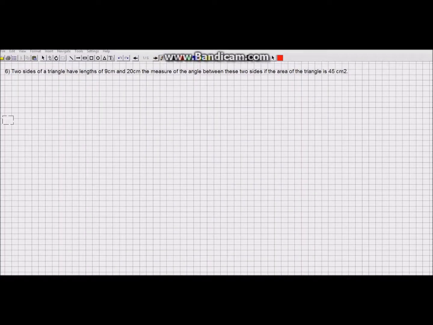Part 3. I'm given that two sides of a triangle have the length of 9 and 20, and I want to find the measure of the angle between the sides if the area of the triangle is 45. I sketch out my triangle, making the longest side the base of the triangle. The red line represents the third side, and I can label the sides I know, 9, the base 20.